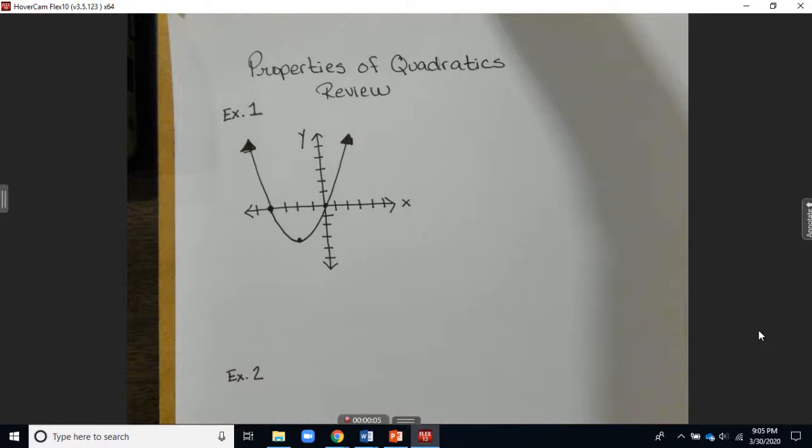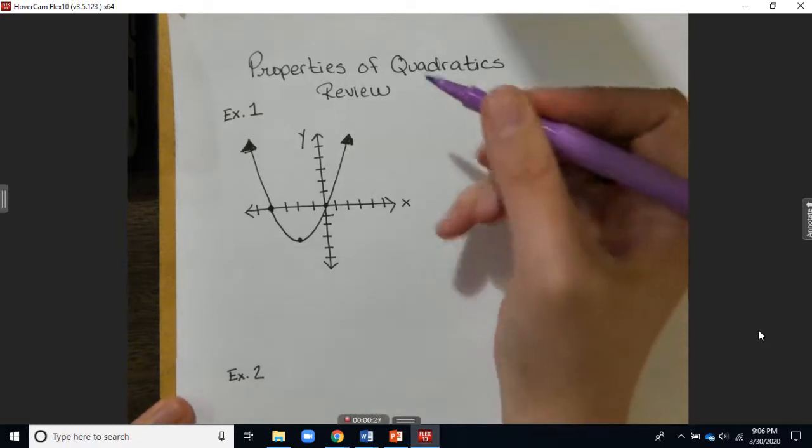Hey class, we are going to review properties of quadratics because that's what we talked about before spring break, and we really need to know that vocabulary going forward. So I just wrote down an example, and you can pause the video and copy it if you would like to make some notes for yourself. But we're just going to go through.